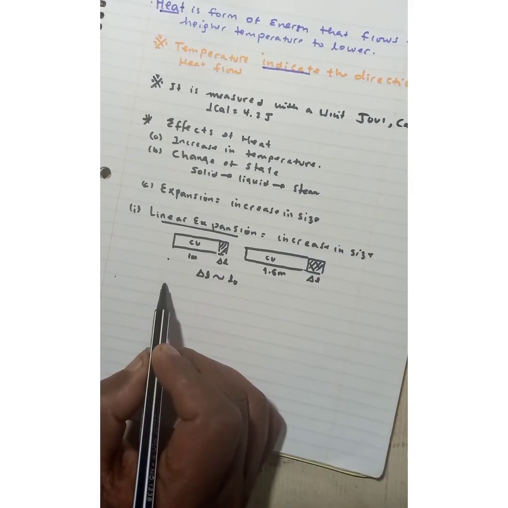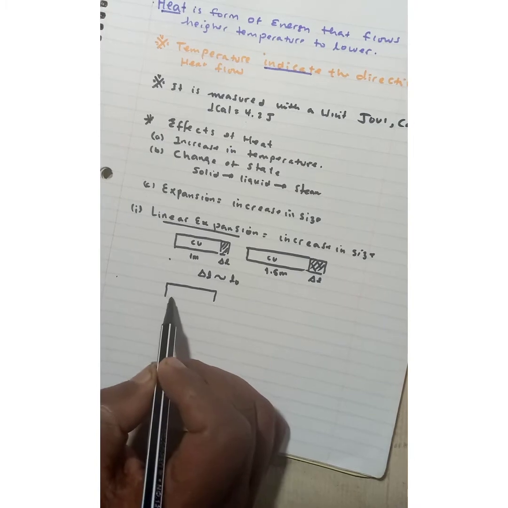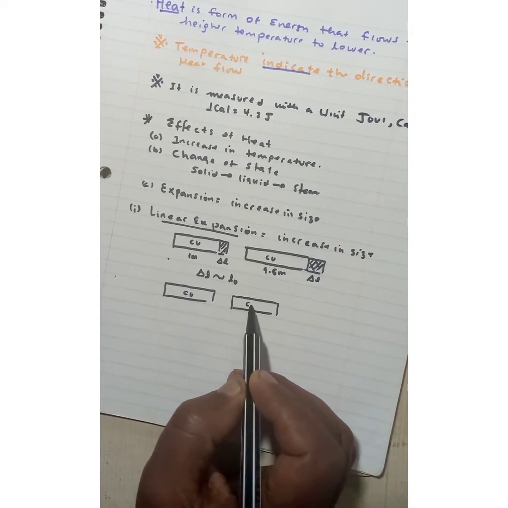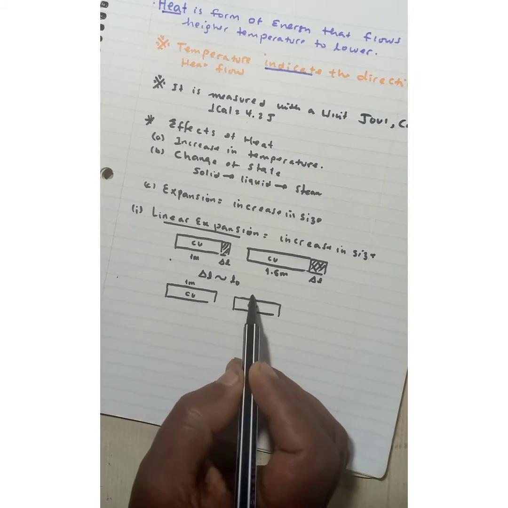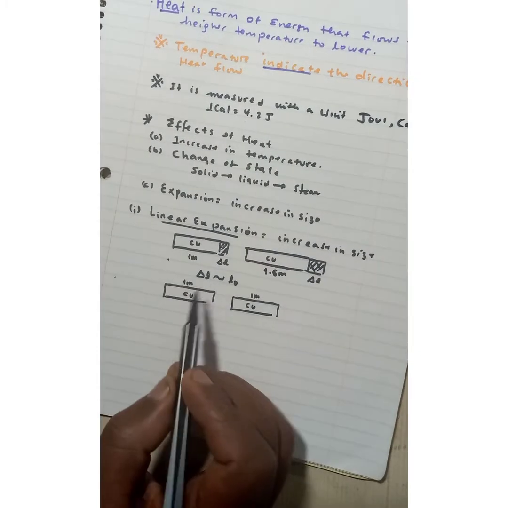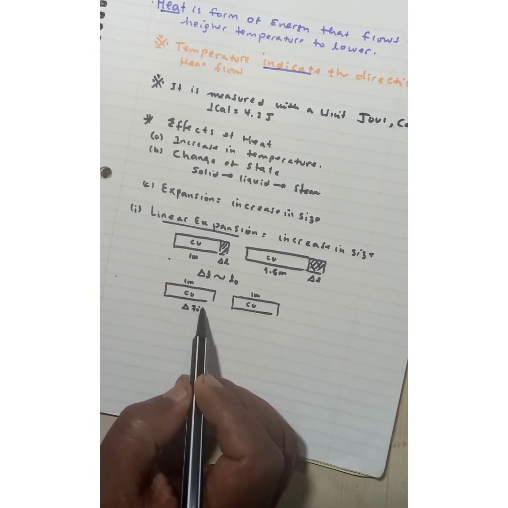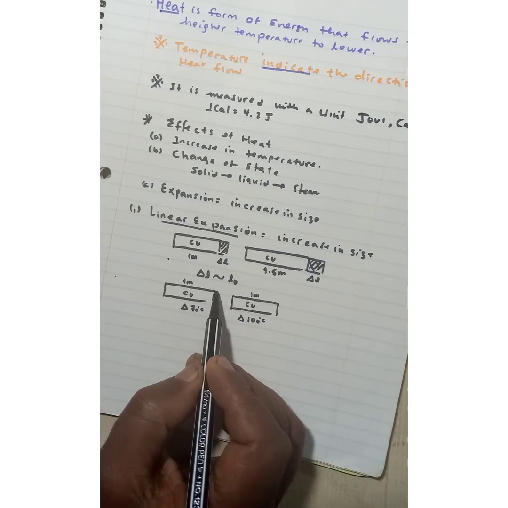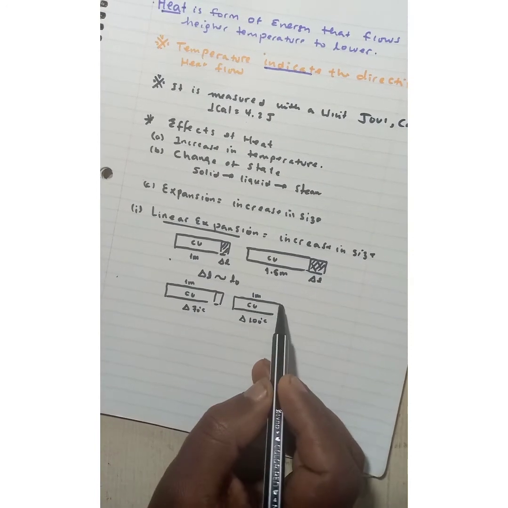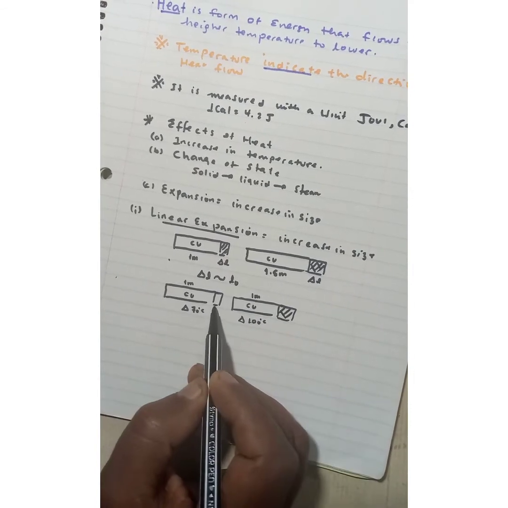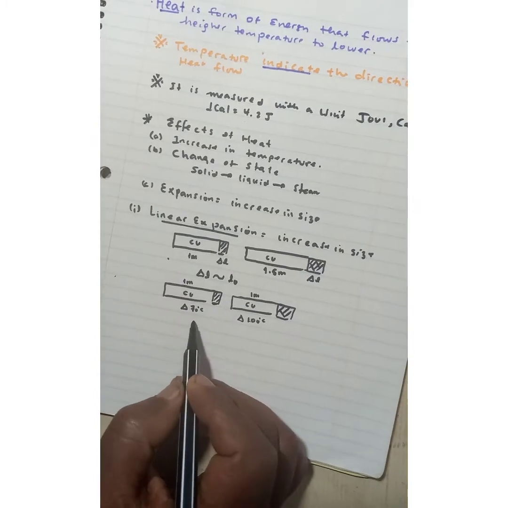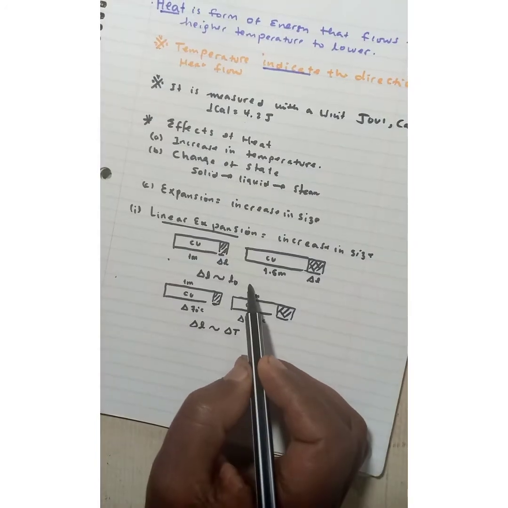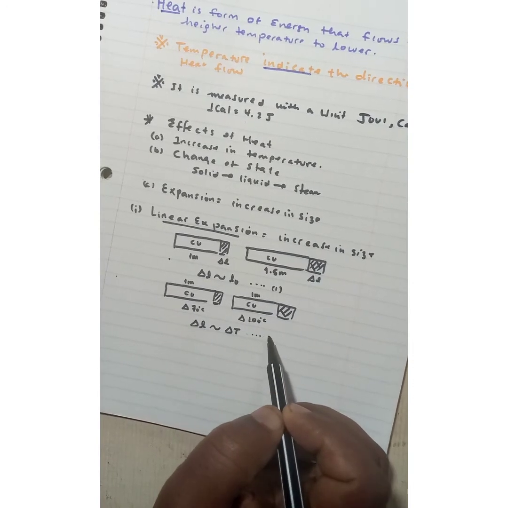And the second effect: the same kind of material, both copper, and the same length, 1 meter. But the first one is heated to 70 degrees Celsius, and the second one is heated to a temperature of 100 degrees Celsius. When temperature increases, change increases; when temperature decreases, change decreases. From this, change in length is directly proportional to change in temperature. Let it be equation 1, and let this one be equation 2.